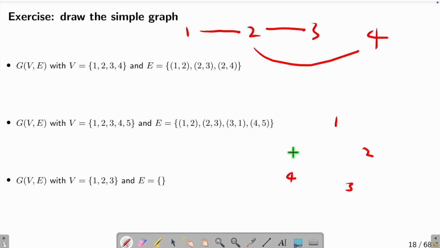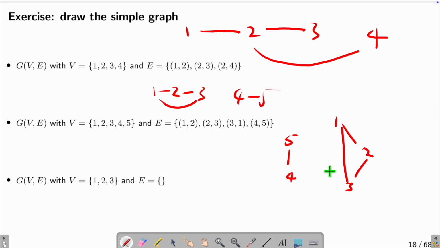Next, we have G, V, E. 1, 2, 3, 4, 5. Okay. Then what? 1, 2. Okay. 2, 3. 3, 1. 4, 5. Okay, I have this. So this is how I draw. Let me draw another way. So 1, 2, 3, 4, 5. So 1, 2, 2, 3, 3, 1. And 4, 5. Yeah. These two graphs are the same graph.